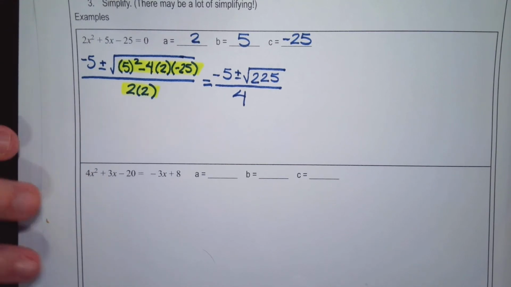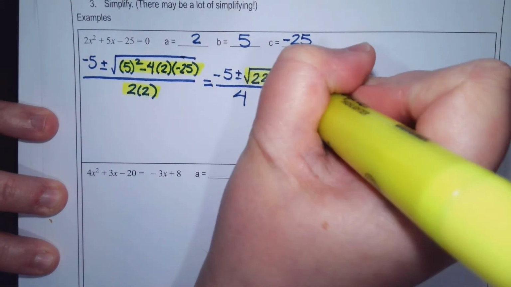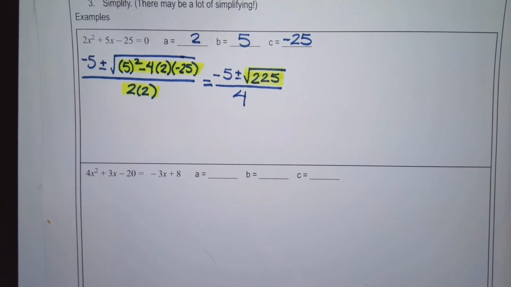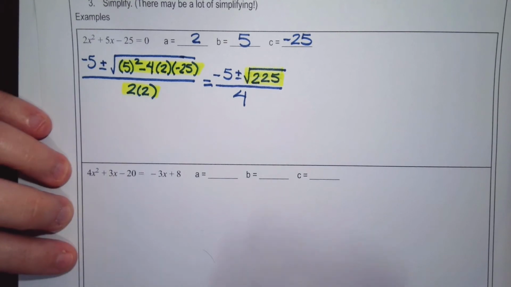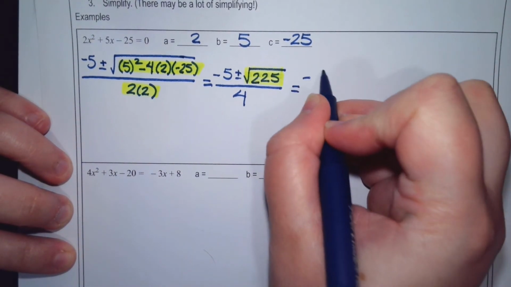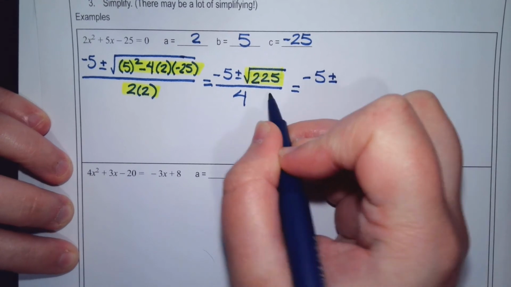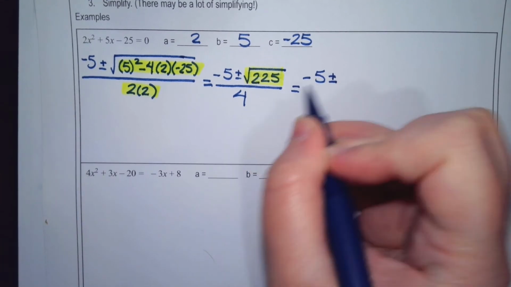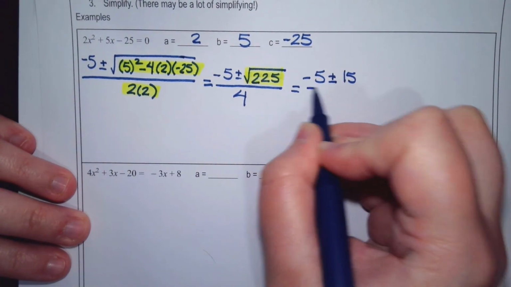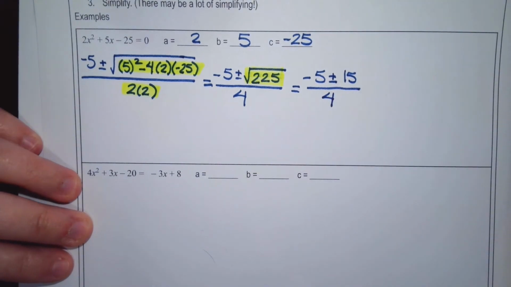Next thing we're going to do, simplify the square root. I always check if it's a perfect square. So I always go to my calculator and take the square root of it. If I get a whole number, perfect. So negative 5 plus or minus, 225 is a perfect square, 15, all over 4.